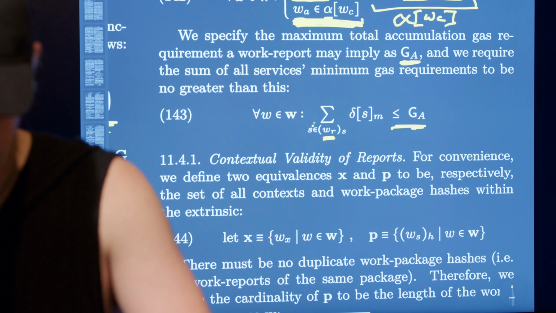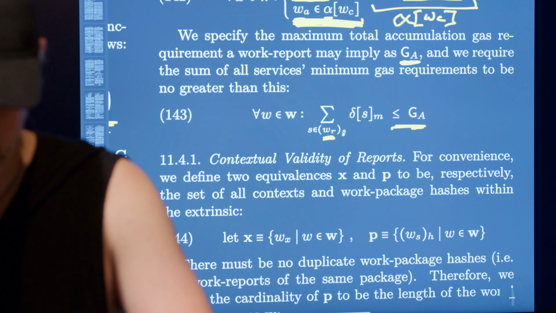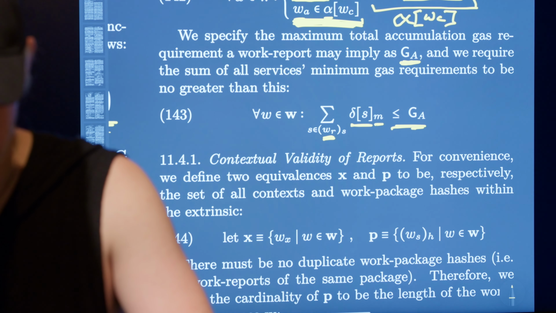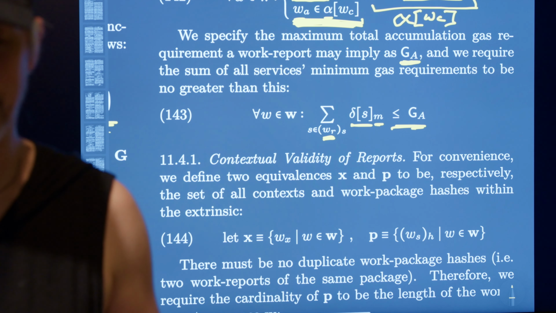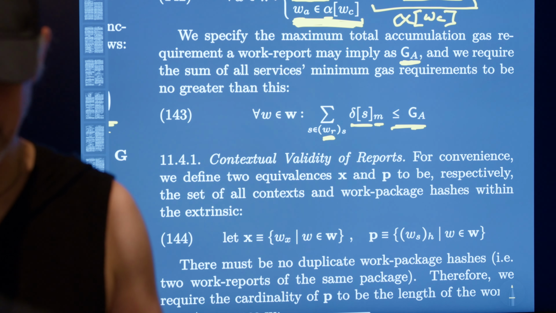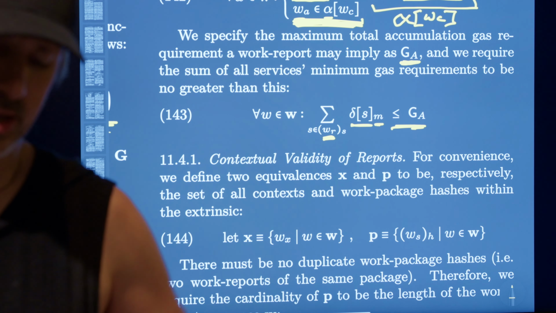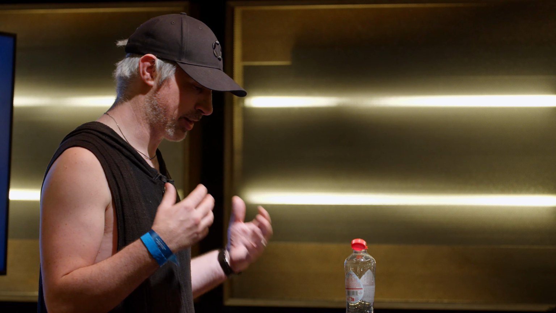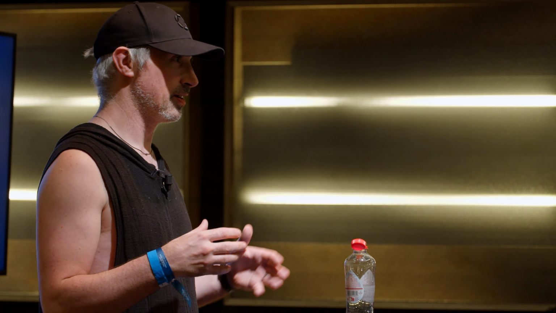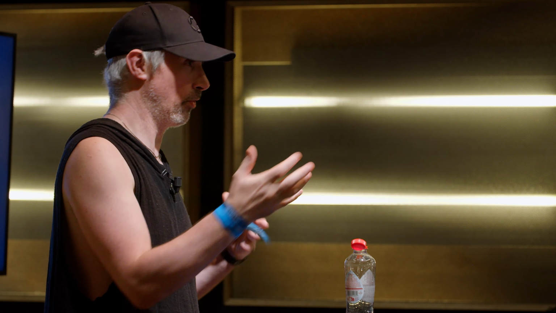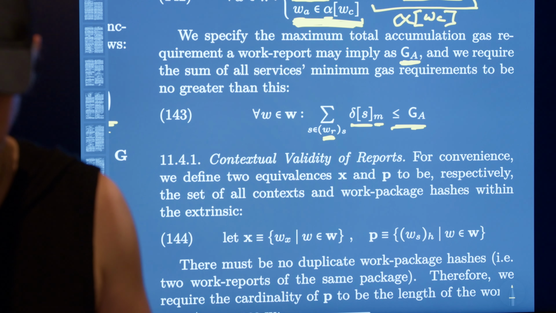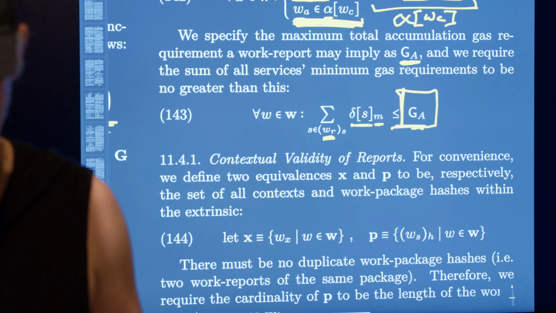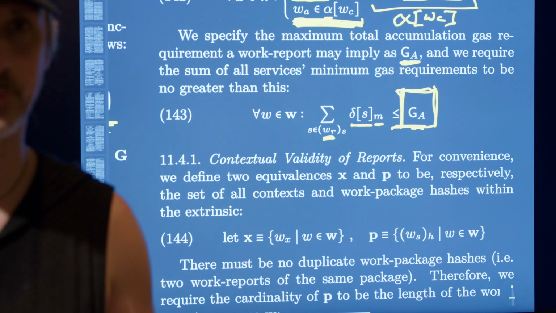Now what we're going to do is take all of the work reports, look at their service, go into the service, and look at the minimum accumulation gas and add them all up. This M is the minimum accumulation gas for a service. If we add them all up, we're going to get the minimum required accumulation gas for the work report on the core. And that must be no greater than this GA, which is the maximum amount of gas a core can process.